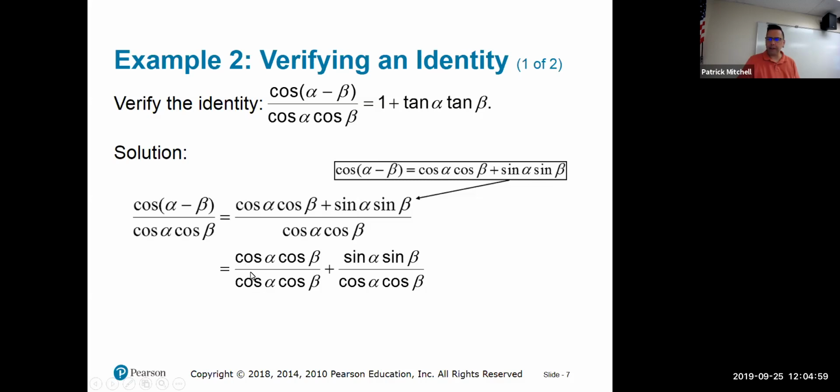Now I think this is all coming together. Here I have something divided by itself. That's how I'm going to get the 1. And then over here, notice you have a sine alpha over cosine alpha, which is tangent alpha. And you have a sine beta over cosine beta, which is tangent beta. I think we got it.